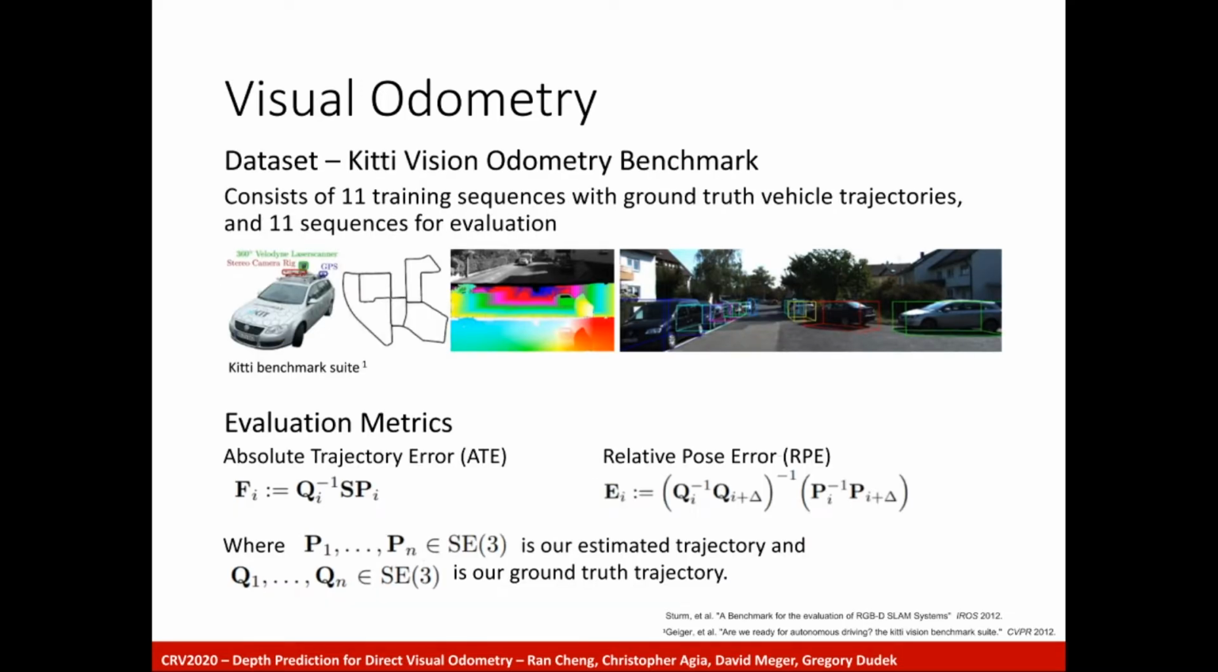So when evaluating our proposed method, we chose to do it on the KITTI Vision Odometry benchmark, which consists of 22 total sequences, and we provide results for the 11 training sequences. With regards to evaluation metrics, we choose to evaluate using the absolute trajectory error and the relative pose error, which are defined by the equations below for a single time step, where P1 through Pn is our estimated trajectory and Q1 through Qn is our ground truth trajectory.